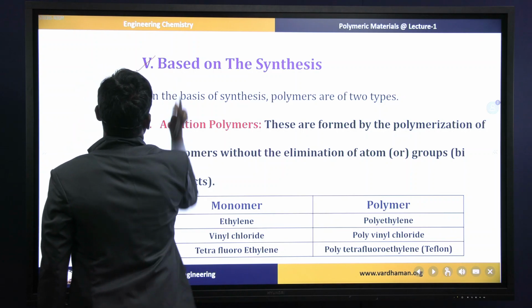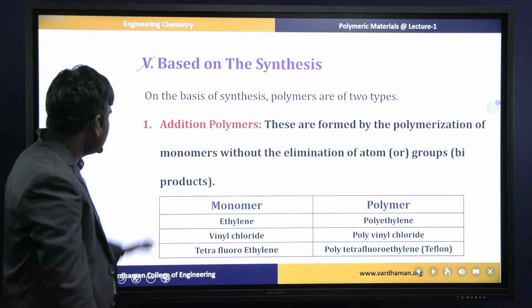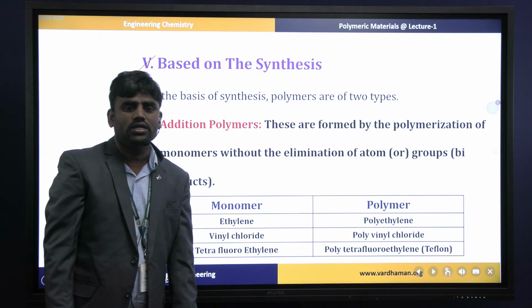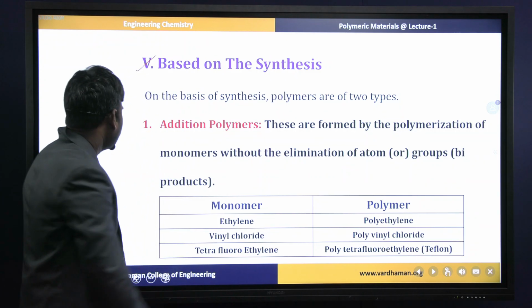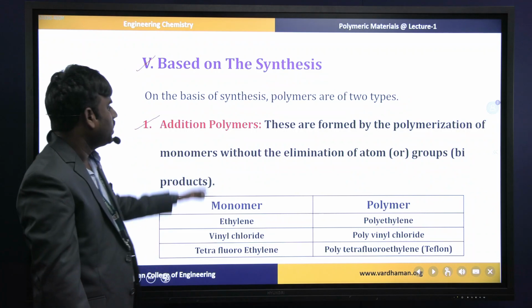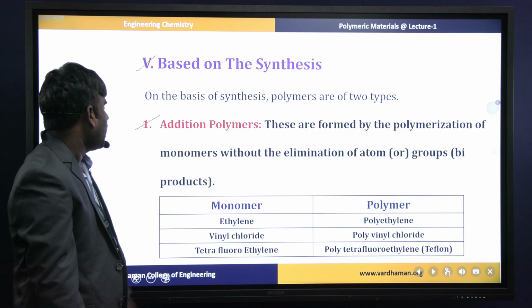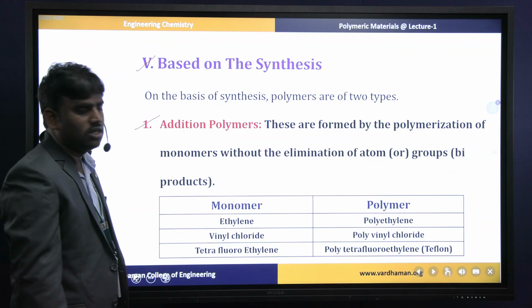And next another classification. Based on the synthesis, the polymers are again classified into two types. They are addition polymers and condensation polymers. Now first one, addition polymers. These polymers are formed by the combining of monomers without any elimination of atoms or groups.